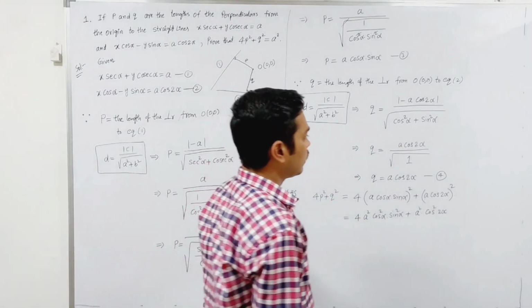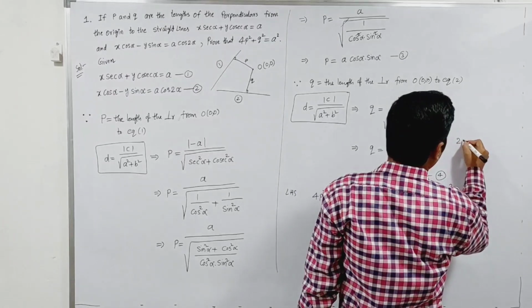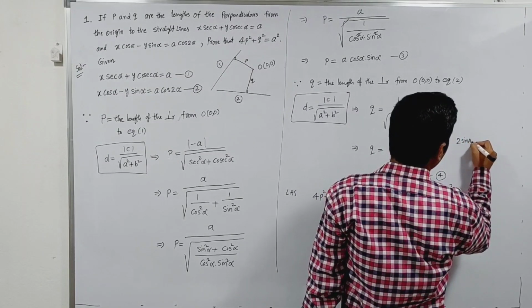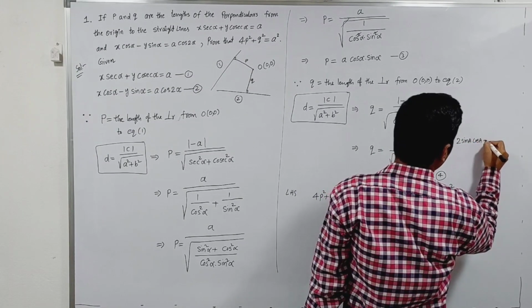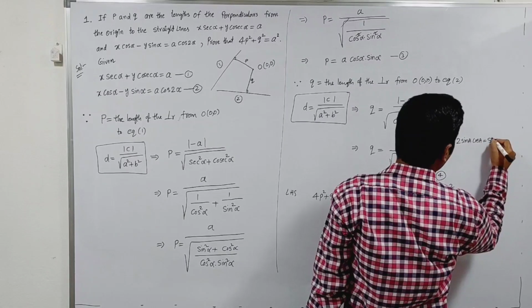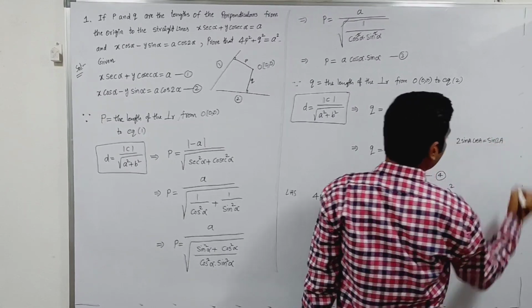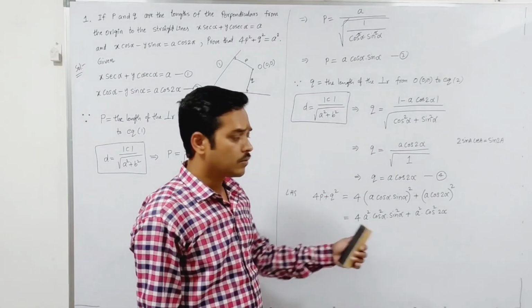We know one formula. What is the formula? 2 sin A into cos A is equal to sin 2A.